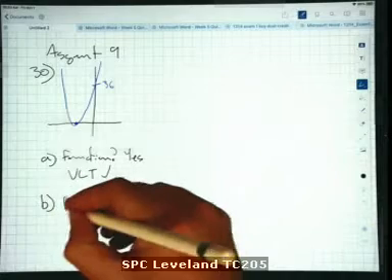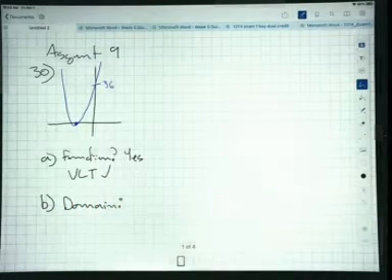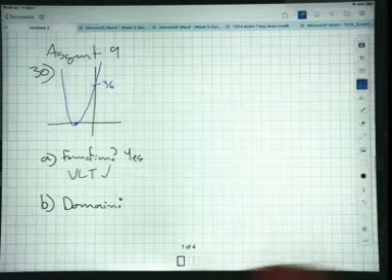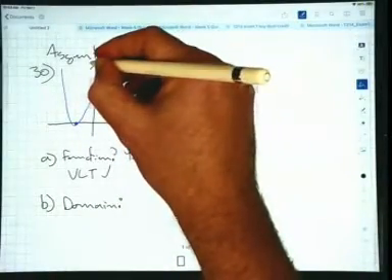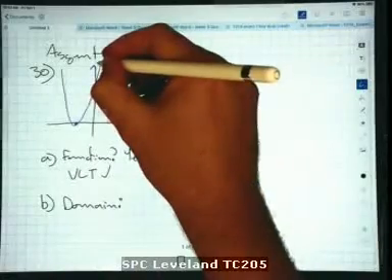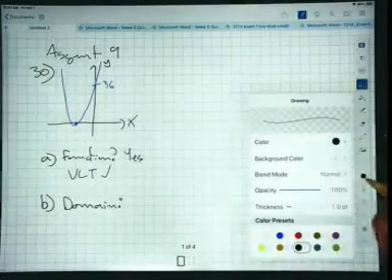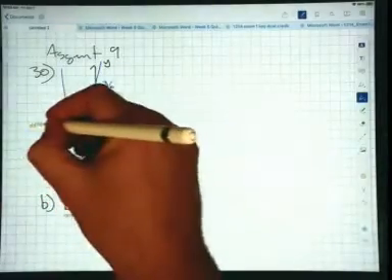B, the domain. What is the domain? The values of x, right? What values of x are on this graph? Or are represented on this graph? 36. No. The values of x, the domain, is all the x's that are on this graph.